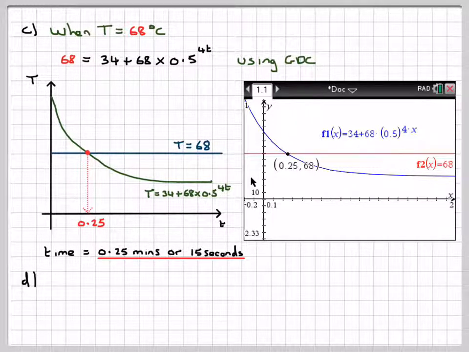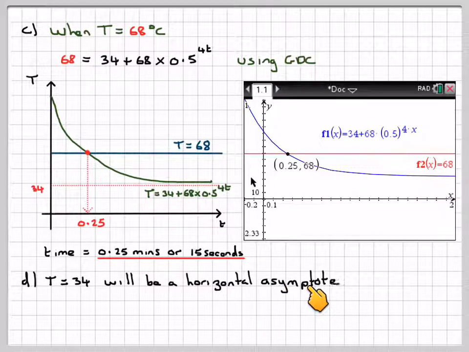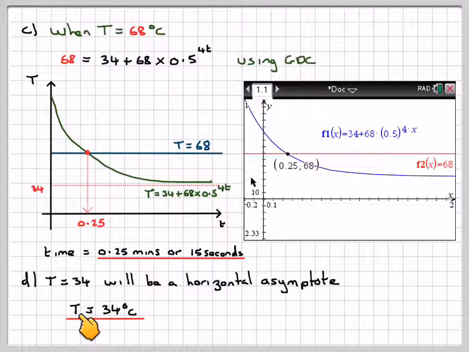D, we want to know what temperature the model will eventually predict, and that's always going to be this number here, 34, because at that particular point, this will be what's known as a horizontal asymptote. The temperature will get closer and closer to 34, but never actually equal it. So T equal to 34 will be the horizontal asymptote. So the last part will be T is equal to 34 degrees C. The liquid eventually will reach a temperature of 34 degrees C.